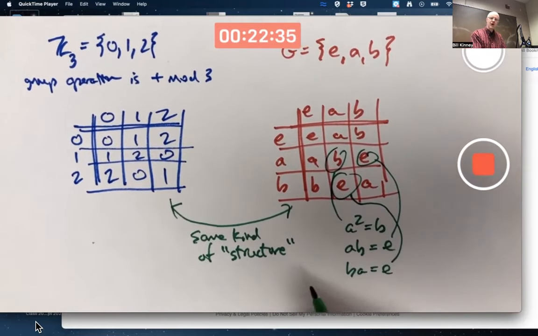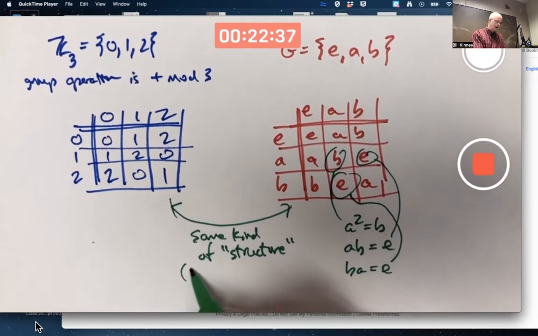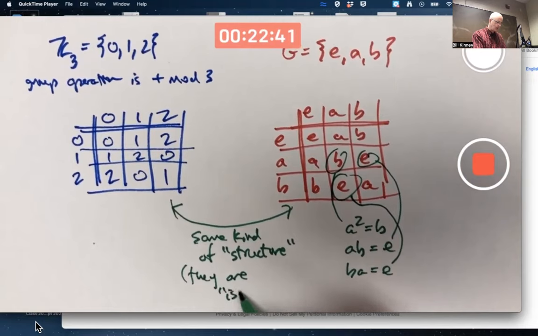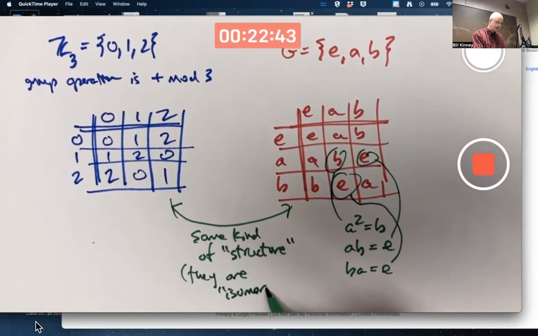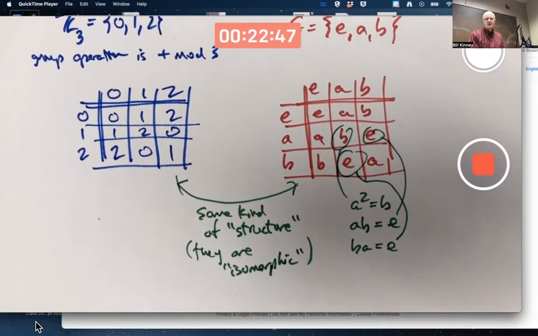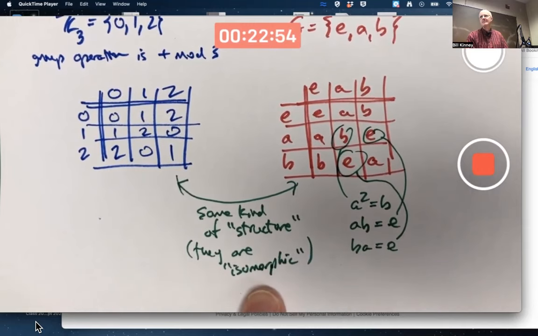They have the same kind of structure. They are, the official name is isomorphic, which is a word that basically means same form. Iso means same. Morph or morphic means form. Same kind of structure, same kind of form.